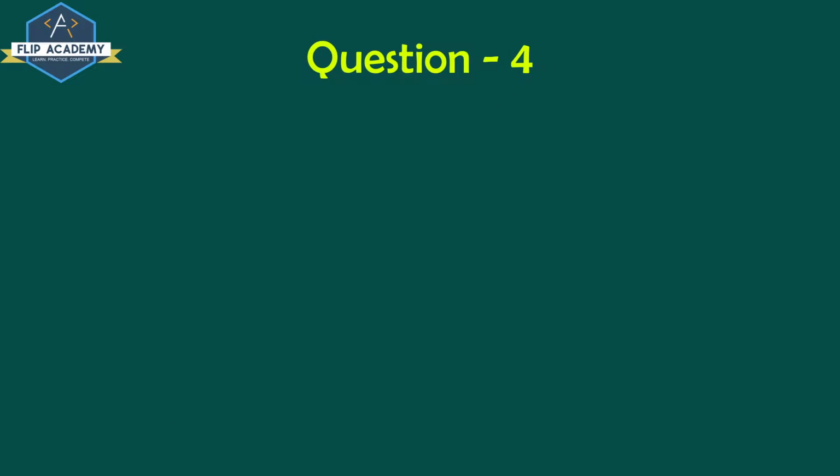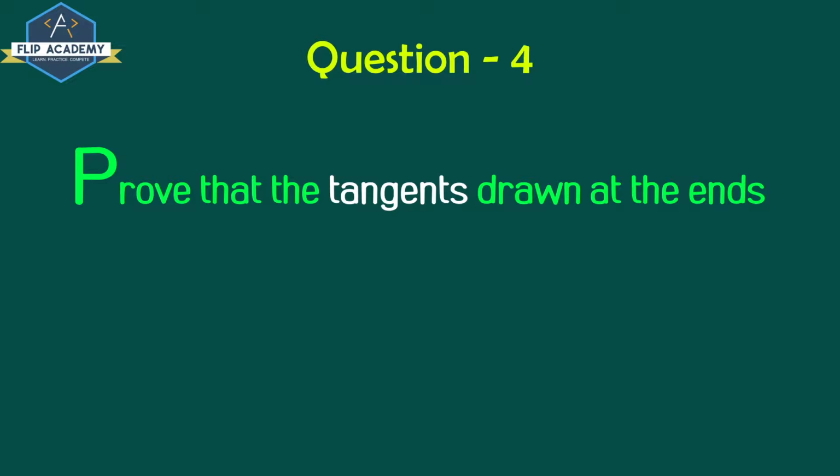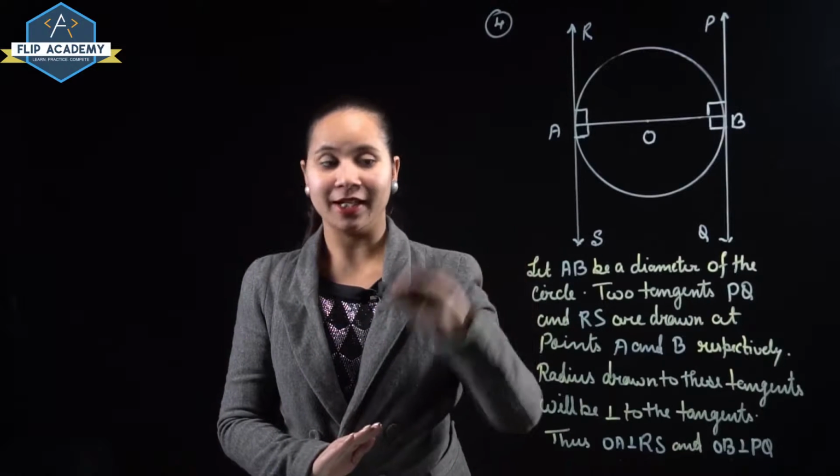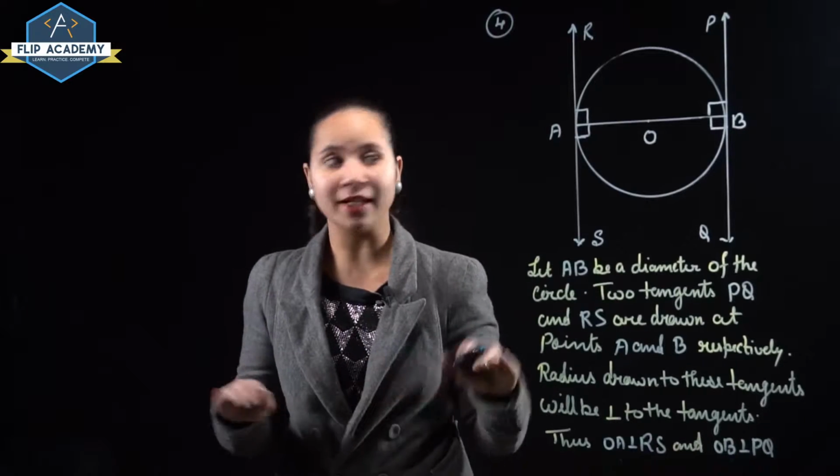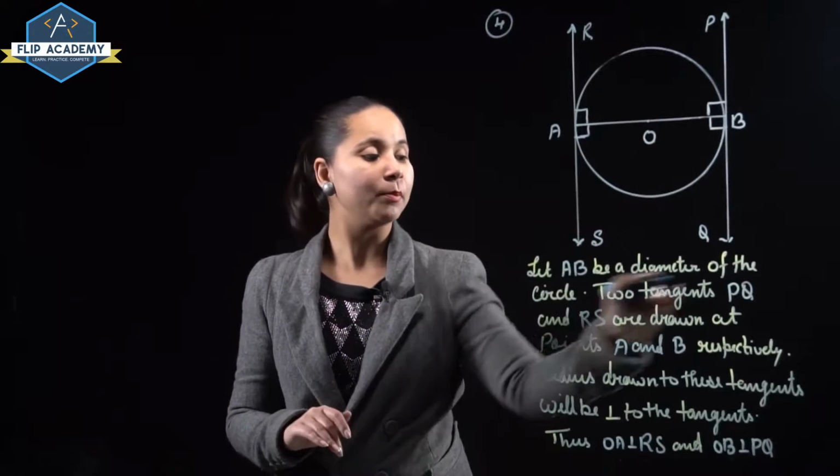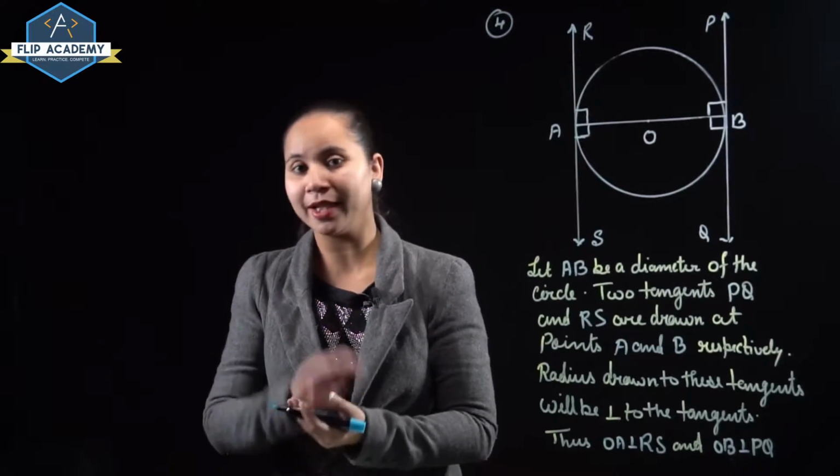Circles exercise 10.2 question number 4: prove that the tangents drawn at the ends of a diameter of a circle are parallel. Let's look at the figure and let AB be a diameter. AB क्या है? Diameter. So this is the diameter and PQ, RS are drawn at points A and B.